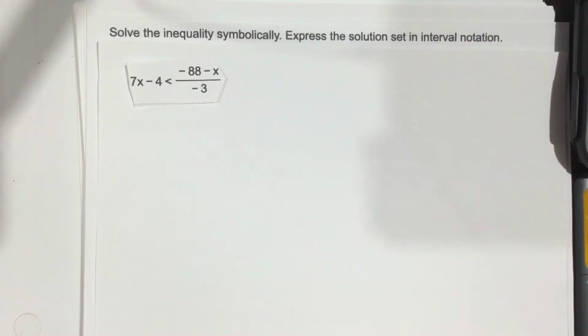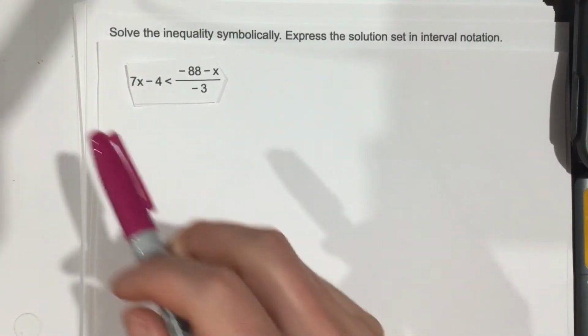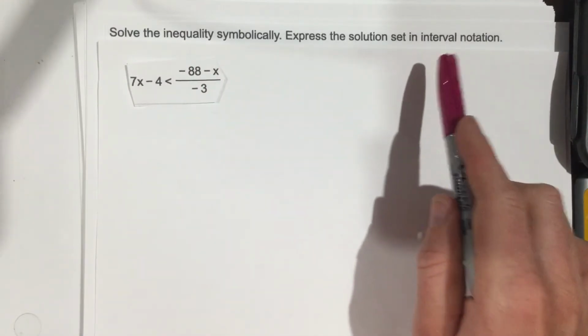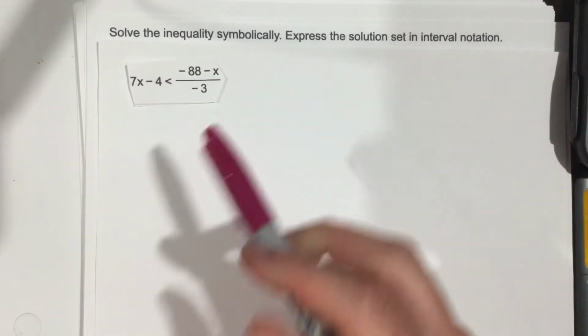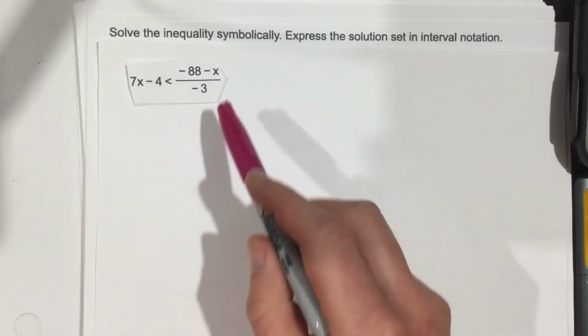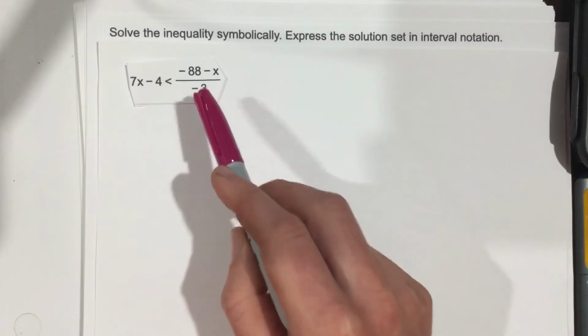This is problem number 1 from section 2.3. In this problem, they want us to solve the inequality symbolically and express the solution set in interval notation. You can see on the right side I have a fraction, and on the left side I have just two terms. Because of the fraction, I want to cancel that out.